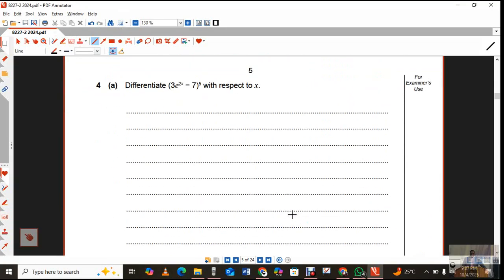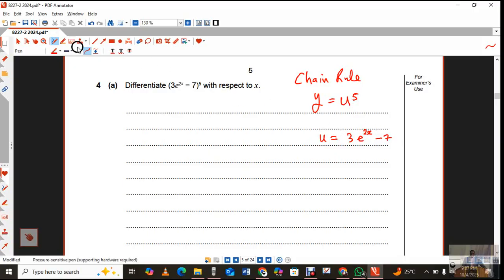We are supposed to differentiate. Now, we have 3e raised to the 2x, minus 7, all raised to the power 5. So we can use the chain rule, where you can say y equals u to the power 5, and u equals 3e to the 2x minus 7, all the stuff that is in the bracket.